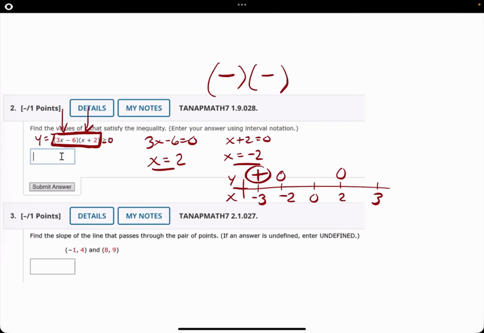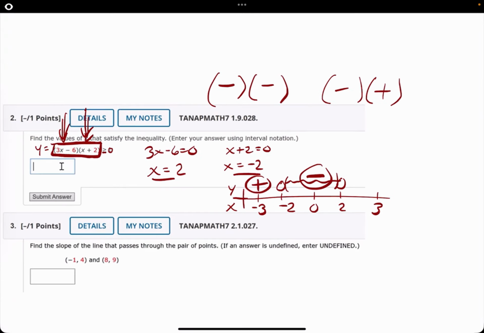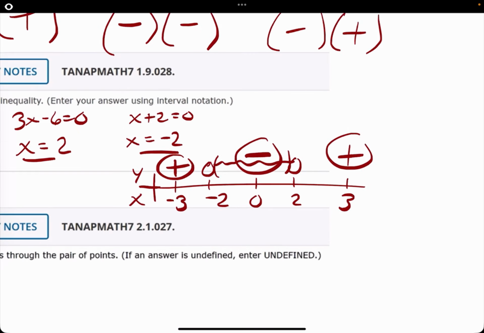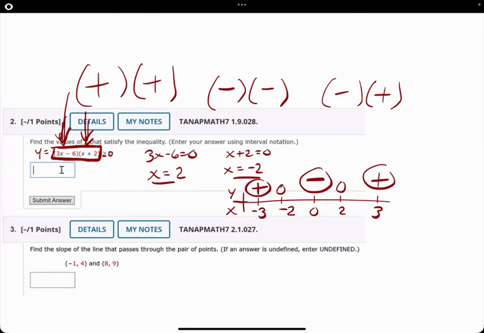Okay? So now we plug in 0. If we plug in 0 for x here and here, we get a negative 6 for the first one and then a 2 for the second one. So it's just positive. Negative times a positive is a negative, which means not just at 0 is the y value negative, but between negative 2 and 2, we have negative values. Plug in 3, we get 3 times 3 minus 6 is positive. 3 plus 2 is positive. Positive times positive is positive. So this means that everything after x equals 2 is positive.